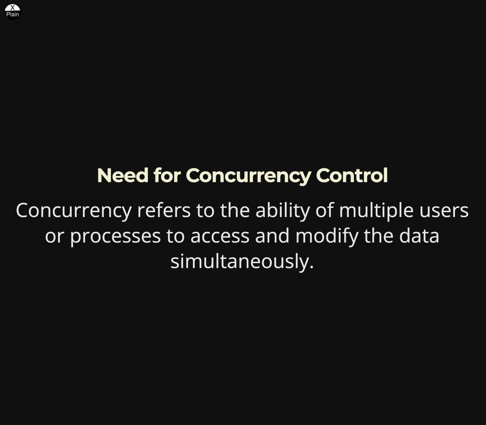Concurrency control is important because it allows multiple users or processes to access and modify the data in a database at the same time, which can improve the performance and scalability of the database. However, it is also important to ensure that the concurrent access to the data does not cause conflicts or inconsistencies, which can compromise the integrity and reliability of the data.